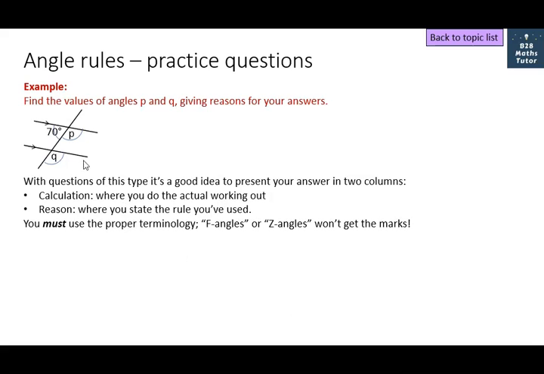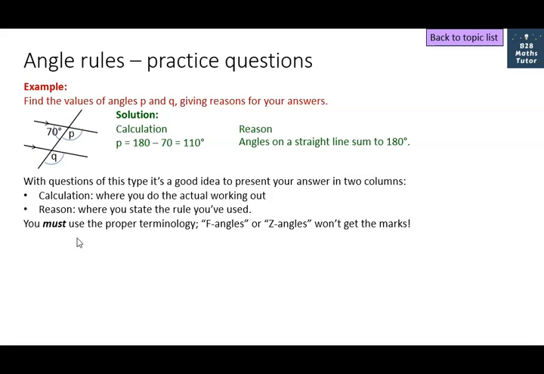So the solution for this one, we start by saying, well, we've got two angles on a straight line here, haven't we? So P plus the 70 must make 180. So P is 180, take away 70, making it 110 degrees. And the reason for that is because angles on a straight line sum to 180 degrees or add up to 180 degrees.